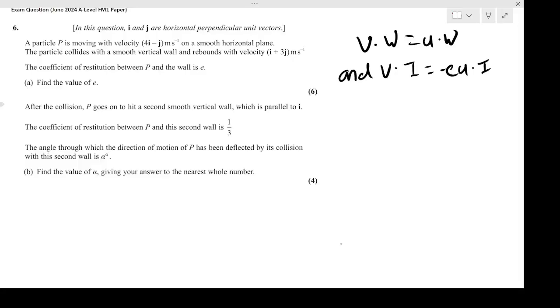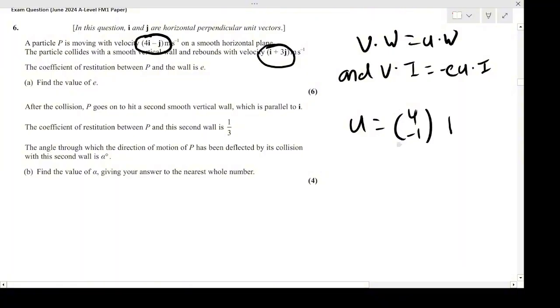Now, how do I know the wall's sloped here? The key giveaway is that if I look at my two velocity vectors, u is (4, -1) and v is (1, 3). None of the components are the same. The i component 4 goes to 1, and the j component -1 goes to 3. None of the components remain the same. So that tells me it has to be sloped.